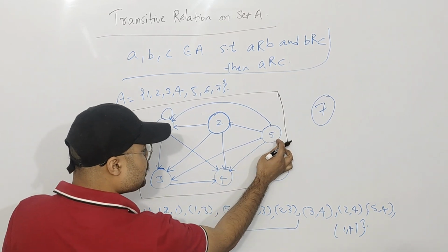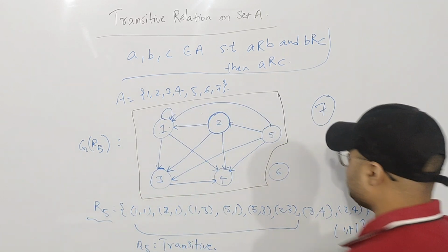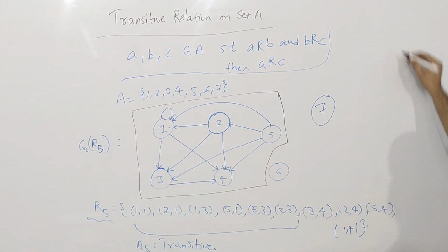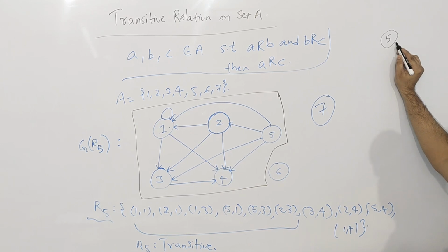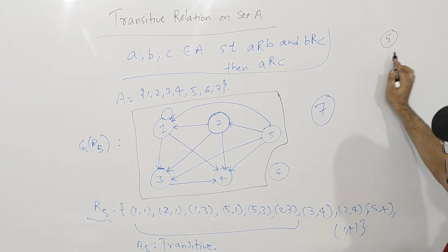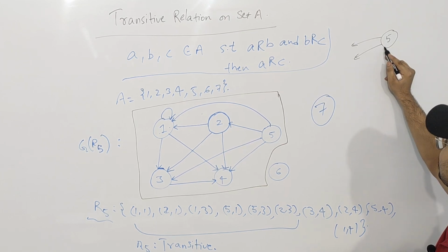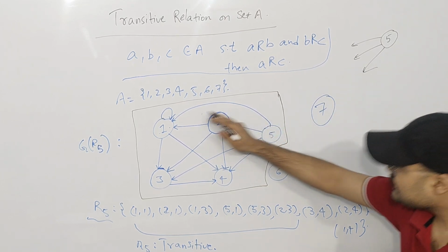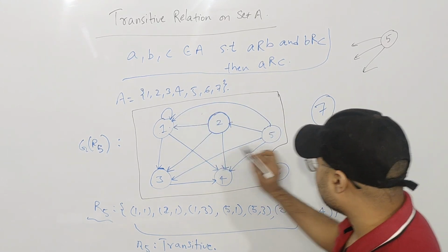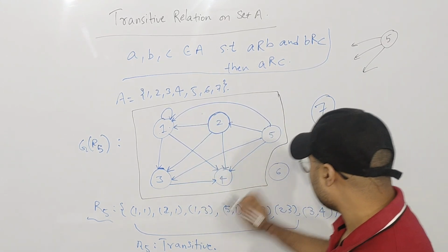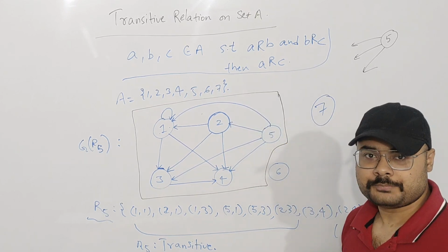There is no incoming edge to 5, right? So just look at 5. There is no incoming edge to 5. Then there would be a directed edge from 5 to every other node that is in the connected component. So there is a directed edge from 5 to 1, a directed edge from 5 to 3, from 5 to 2, and from 5 to 4, right?